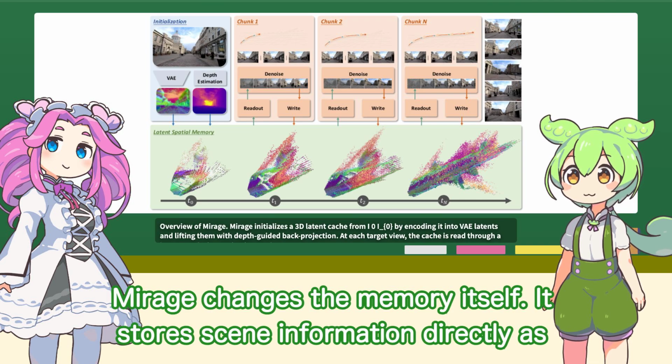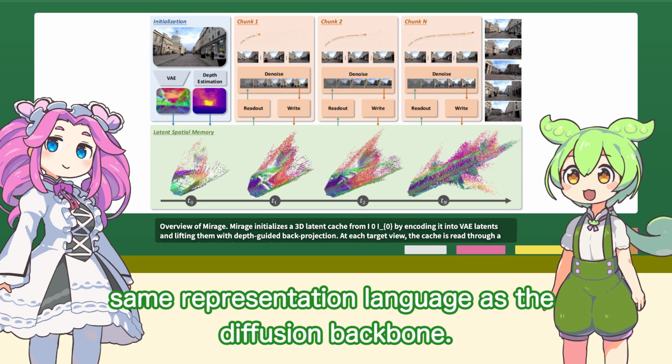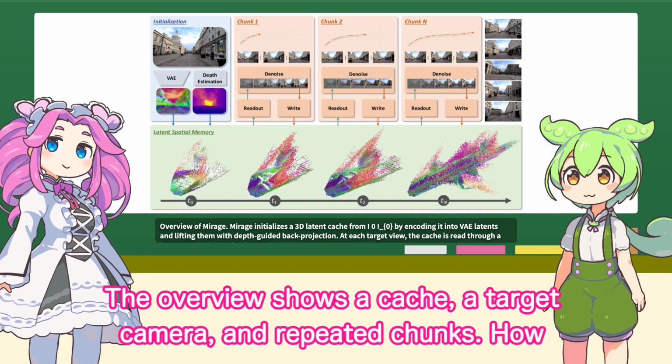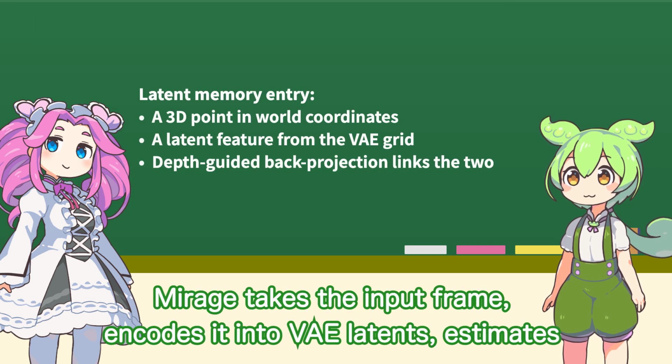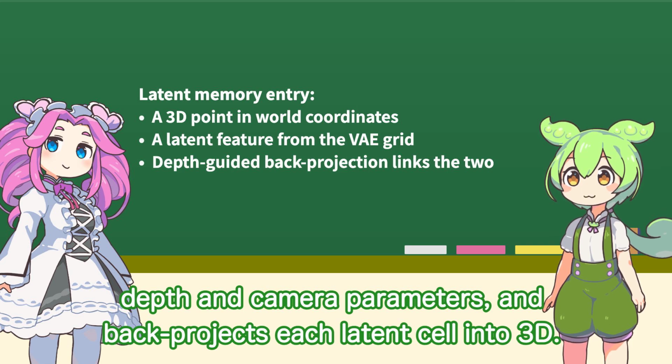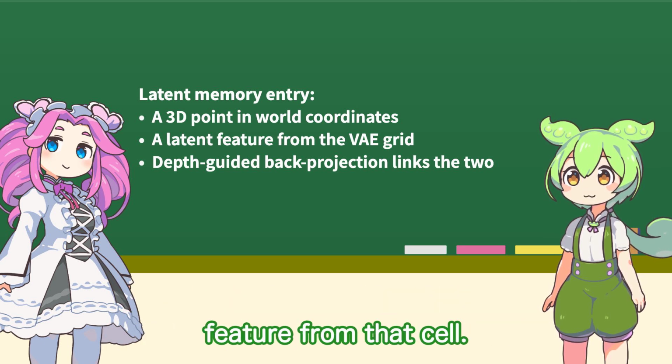Mirage changes the memory itself. It stores scene information directly as latent features attached to 3D locations, so the cache speaks the same representation language as the diffusion backbone. The overview shows a cache, a target camera, and repeated chunks. Mirage takes the input frame, encodes it into VAE latent tokens, estimates depth and camera parameters, and back projects each latent cell into 3D. Each memory entry keeps a world space point and the latent feature from that cell.